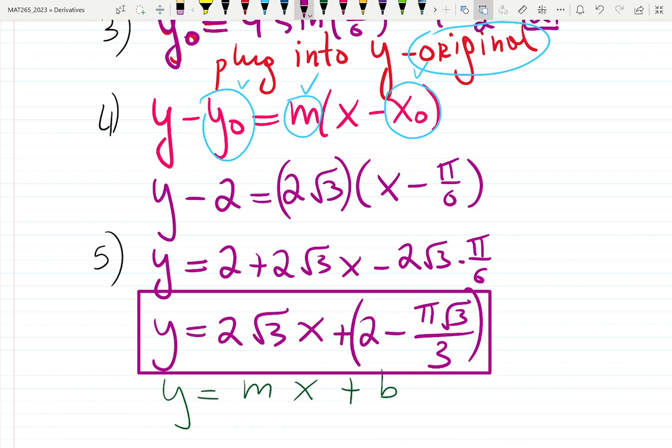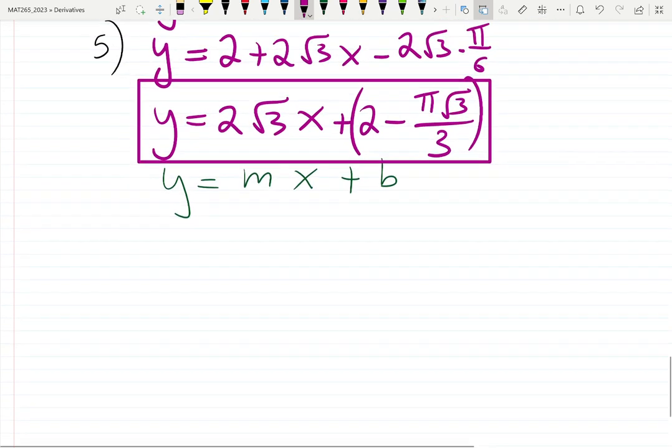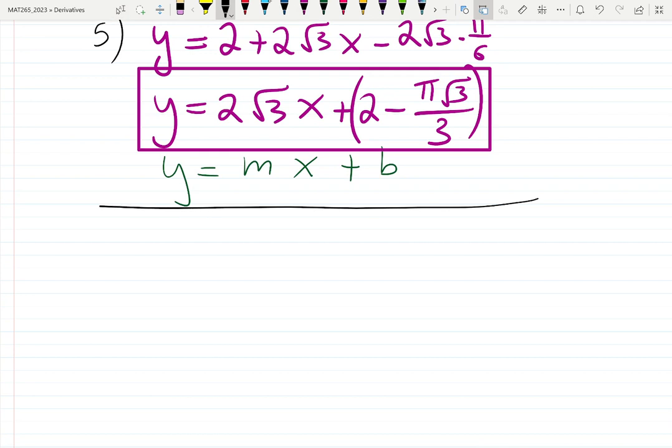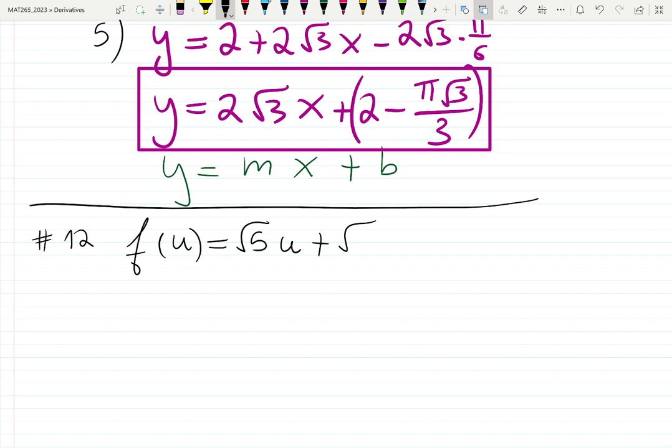What else did you guys get stuck with? I saw this problem. Number 12. F of u. Why did they use u? Because why not? Any variable is legal to use. Moreover, mathematicians like to use x, y, t all the time.